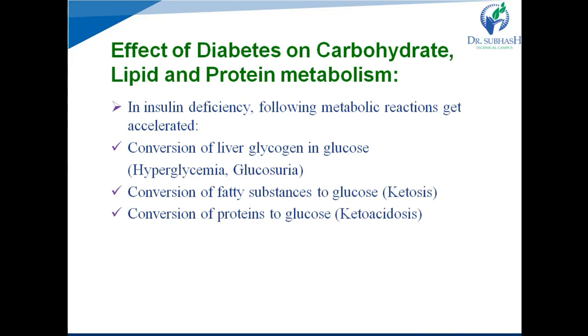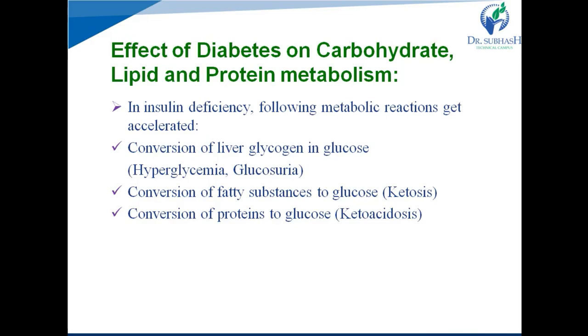So what are the effects of diabetes on carbohydrate, lipid and protein metabolism? We have seen in diabetes the insulin glucagon ratio is disturbed, and because of that the blood glucose level is disturbed. Means the blood glucose level cannot reach 70 to 90 milligram per 100 ml, and to get energy our body enhances alternative pathways. Which are these alternative pathways? Conversion of liver glycogen to glucose, conversion of fatty substances to glucose, and conversion of proteins to glucose.